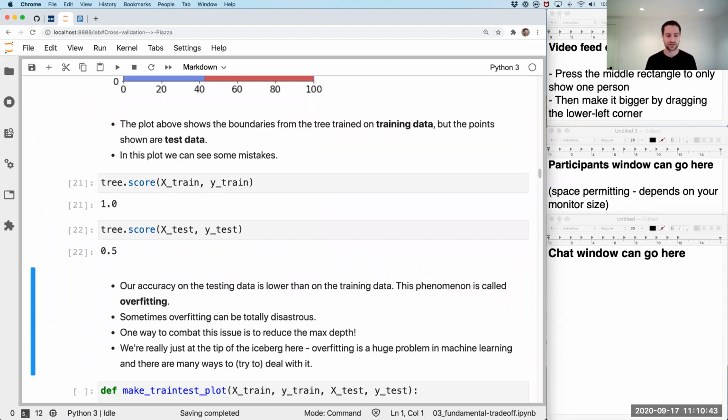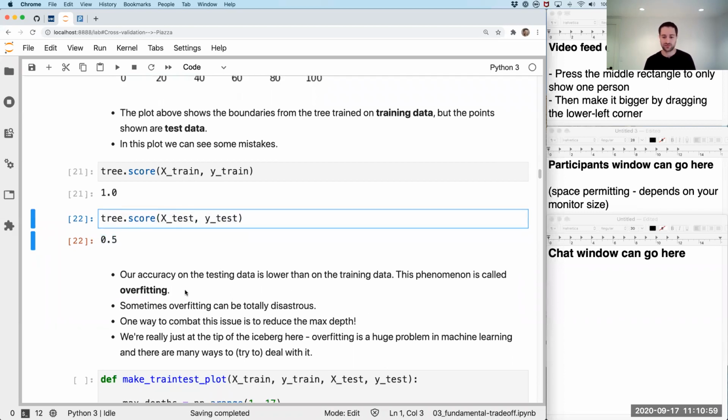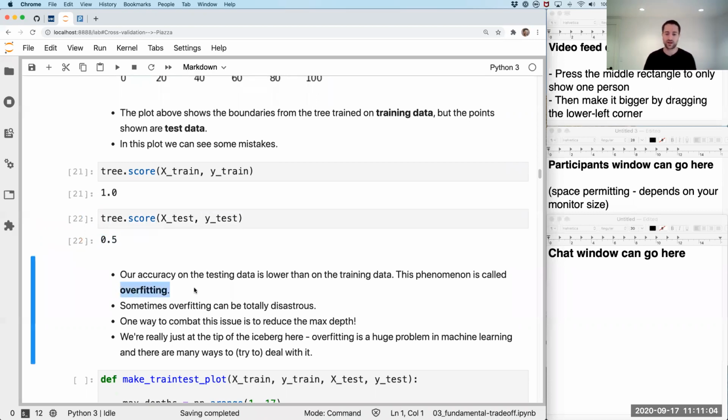So if we look at the scores, we can see we're getting 100% accuracy on the training data and only 50% accuracy on the test data, which is pretty bad, actually worse than dummy classifier. So very bad on the test data. And so this phenomenon is called overfitting. It essentially means that we got too specific to the training data. And this overfitting we're seeing here is like really severe overfitting. And the way to combat overfitting, generally speaking, is to use a simpler model.